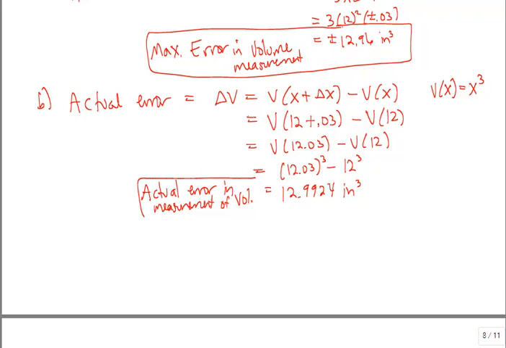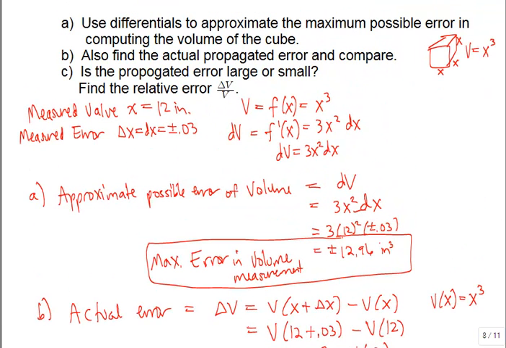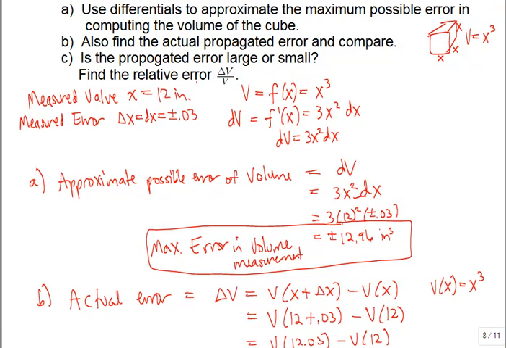Okay? So how does this compare to what we had over here? They're very, very close. We got 12.96 when we did our approximation versus 12.99 for the actual. So they're relatively close, really, really close. So how do you compare how close they actually are? Well, that's called your relative error. You're going to basically convert it to a percentage to see how big or how little it actually is in comparison to the sides that you're measuring.